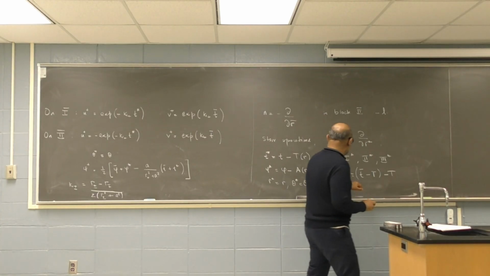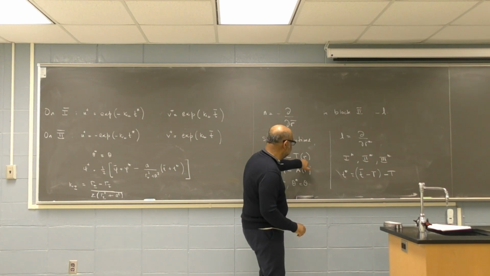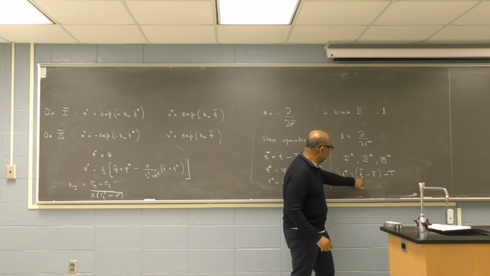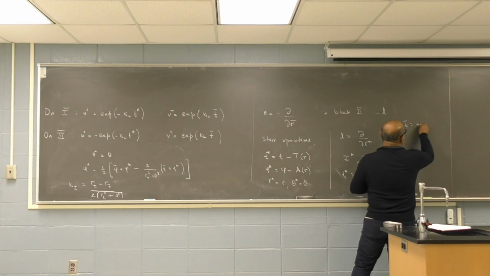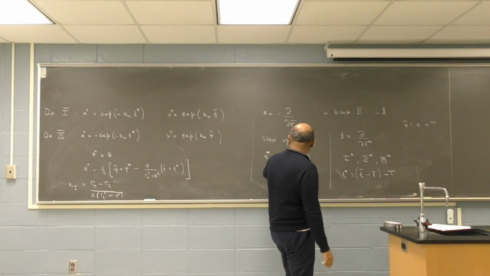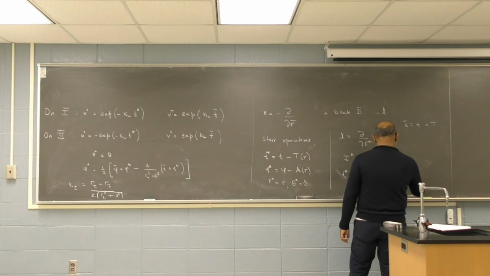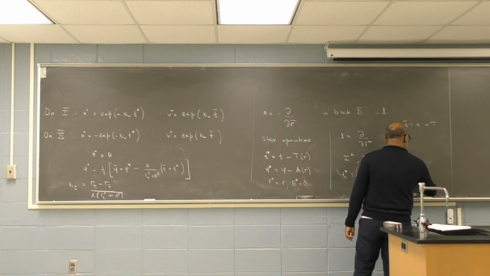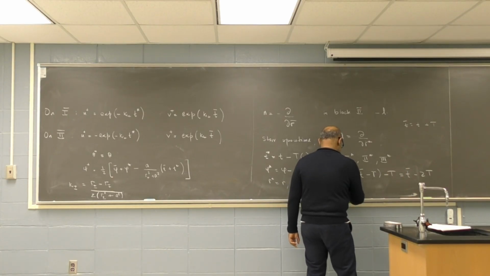So what am I doing here? T star equals T minus T of R, but T is T bar minus T, correct? T bar equals T plus T. So I'm replacing T with T bar minus T. And so I get T bar minus 2T. And so these coordinates are invertible. And same thing with phi star.